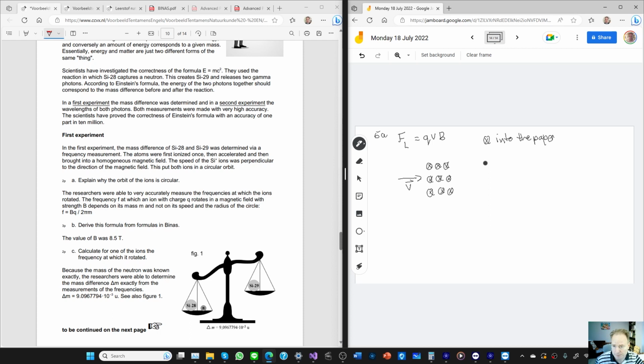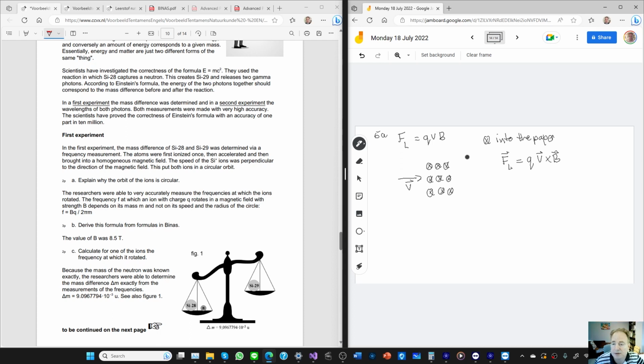Actually, yeah, in high school physics they don't write it in vector form. In vector form, this is the so-called outer product. The direction of this force can be determined by the right hand rule.